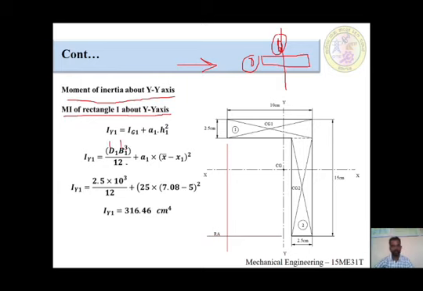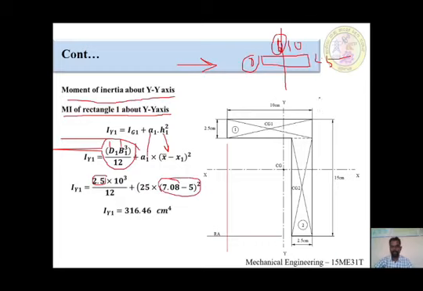This formula you would have studied in the first session of this moment of inertia chapter. After that, our formula is A and y bar. Y bar, how to find the H value? Before finding the H value, we have to know B1 D1 cube divided by 12. This value is 2.5 and this value is 10 centimeter. So 2.5 into 10 cube divided by 12 plus area 1, which is 25. How did we get this value?